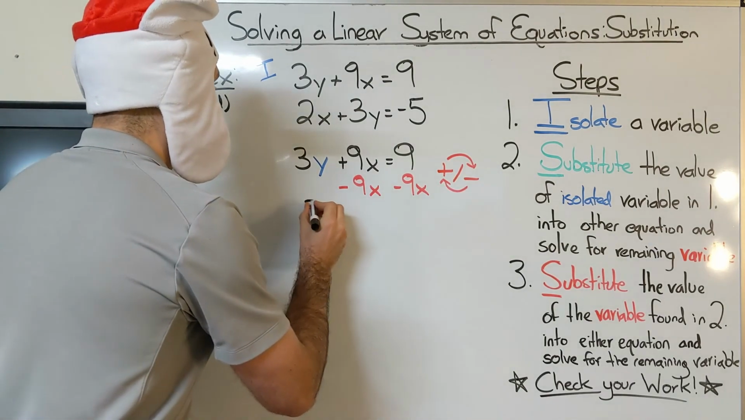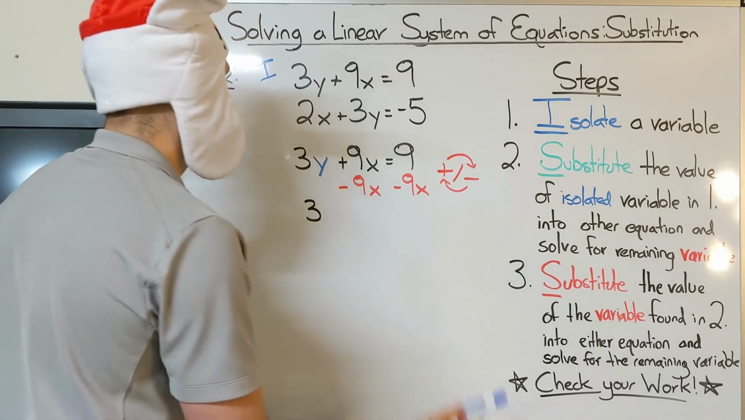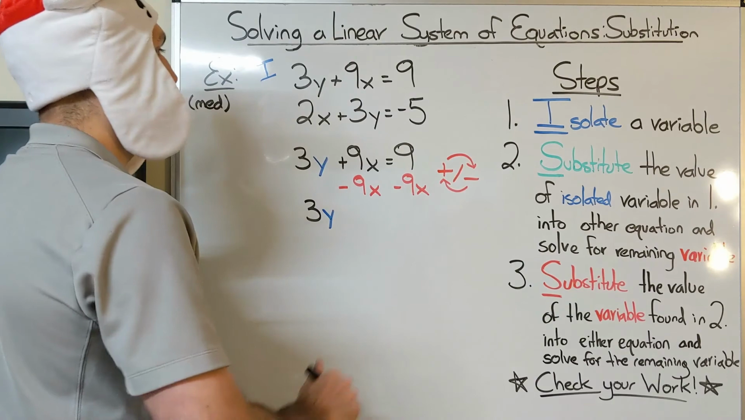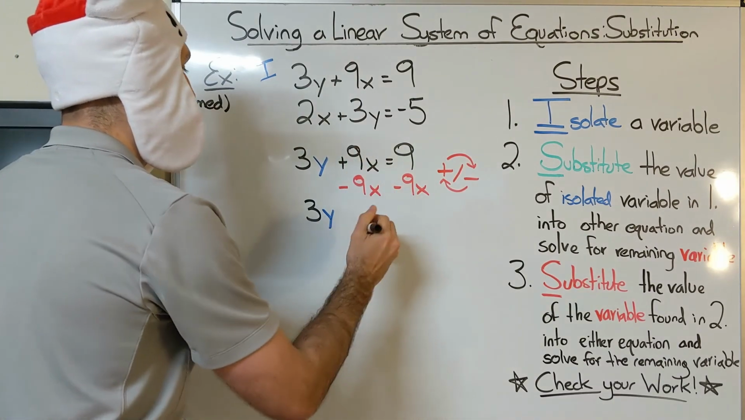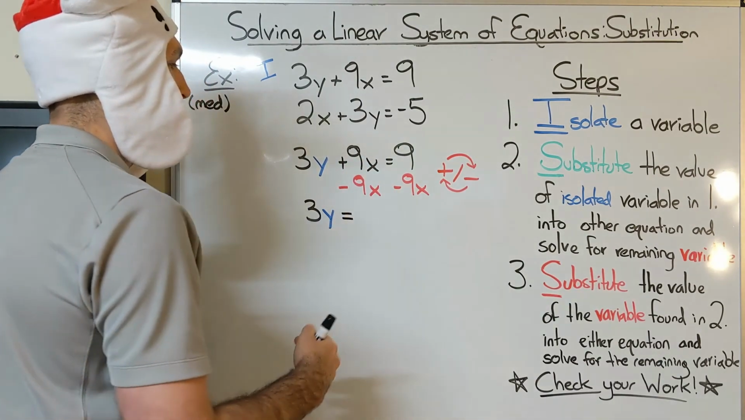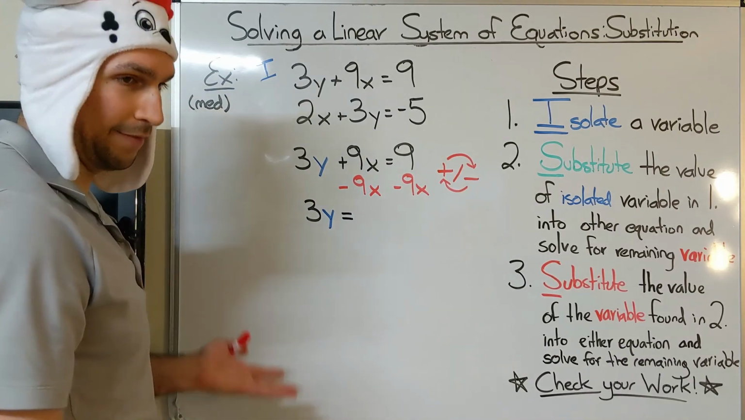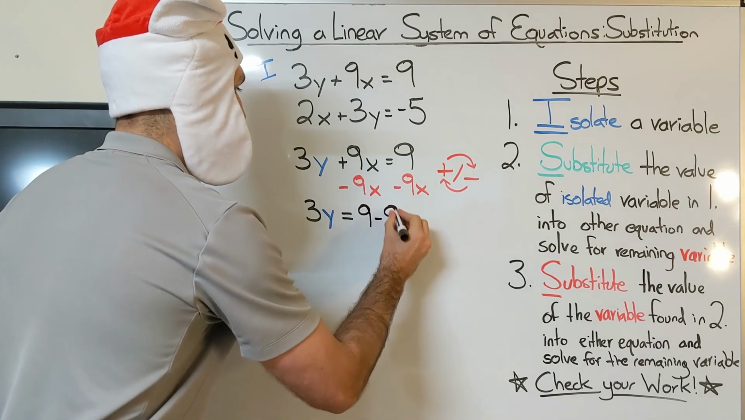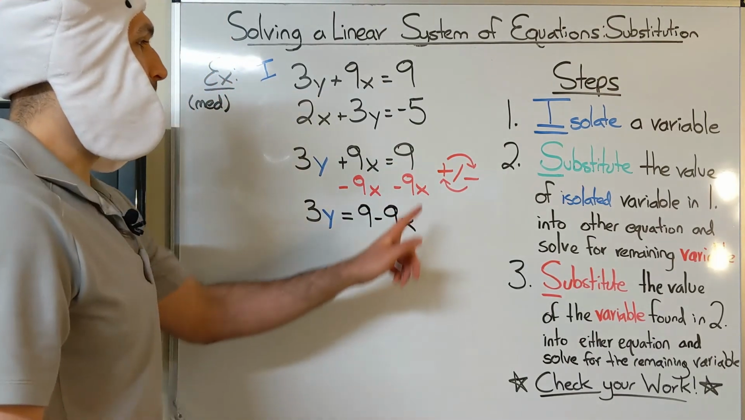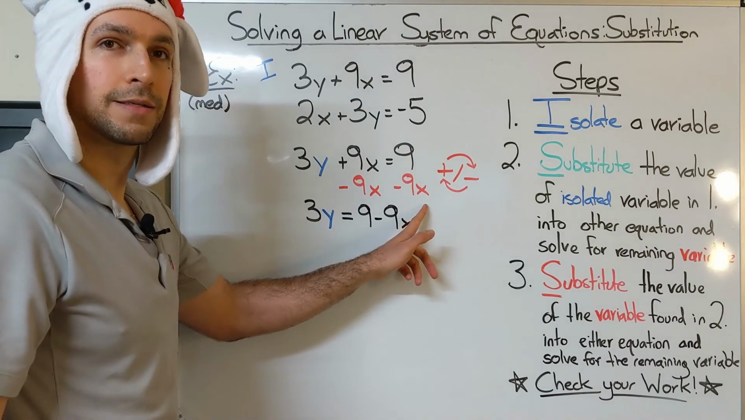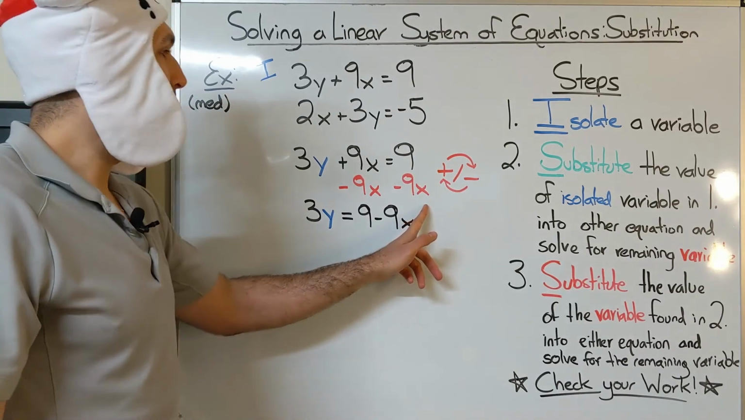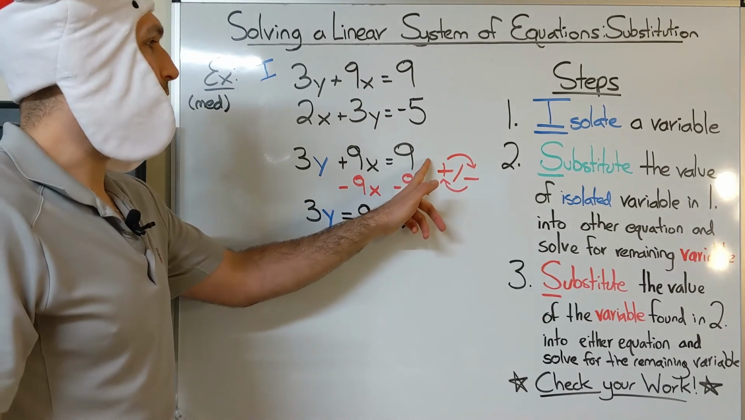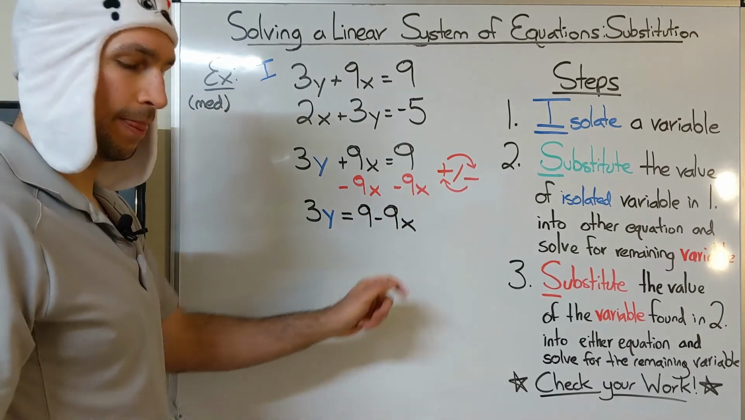So I haven't touched my 3y. But when I subtract 9x from 9x, that term will vanish. I'll get 0, and adding 0 to 3y gives us 3y. Over here, I'll have 9 minus 9x. Now you may be tempted to say 9 minus 9x is negative x or 0, but these are not like terms. Notice this term has a variable x, whereas this is just a constant, so these cannot combine.